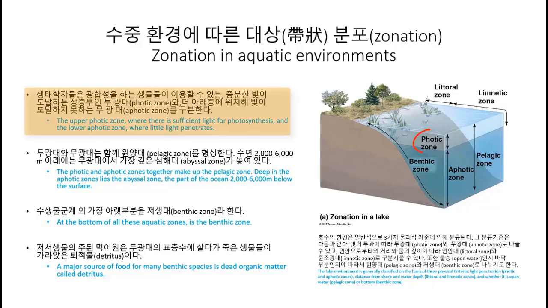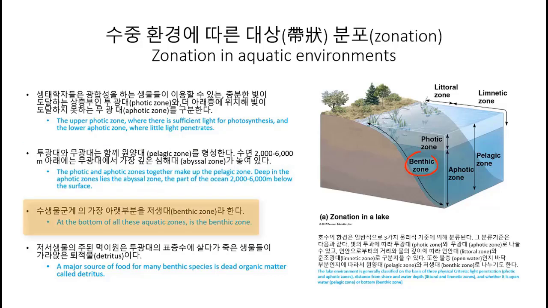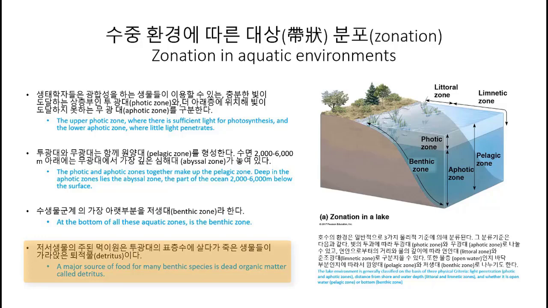The upper photic zone is a region where there is sufficient light for photosynthesis, while the lower aphotic zone is the region where little light penetrates. The photic and aphotic zones together make up the pelagic zone. Deep in the aphotic zone lies the abyssal zone, the part of the ocean 2,000 to 6,000 meters below the surface. At the bottom of all these aquatic zones, deep or shallow, is the benthic zone, made up of sand and organic and inorganic sediments. The benthic zone is occupied by communities of organisms collectively called the benthos. A major source of food for many benthic species is dead organic matter called detritus, which rains down from the productive surface waters of the photic zone.